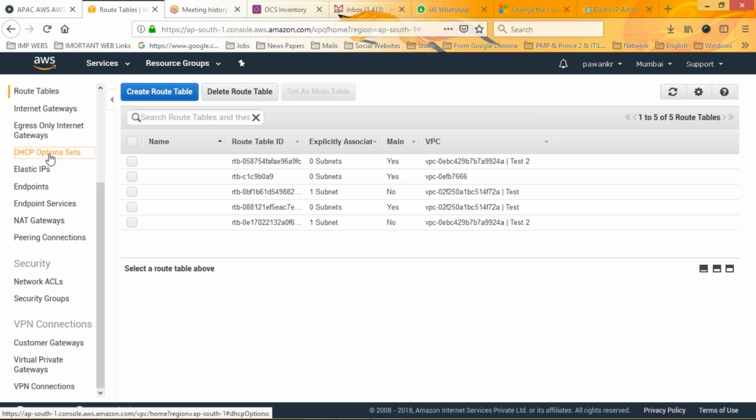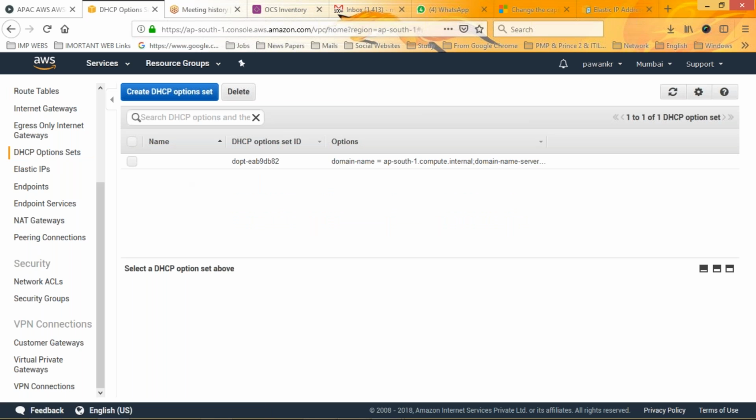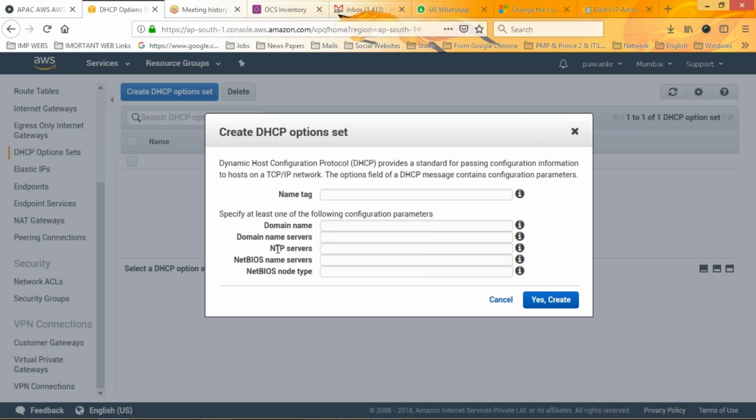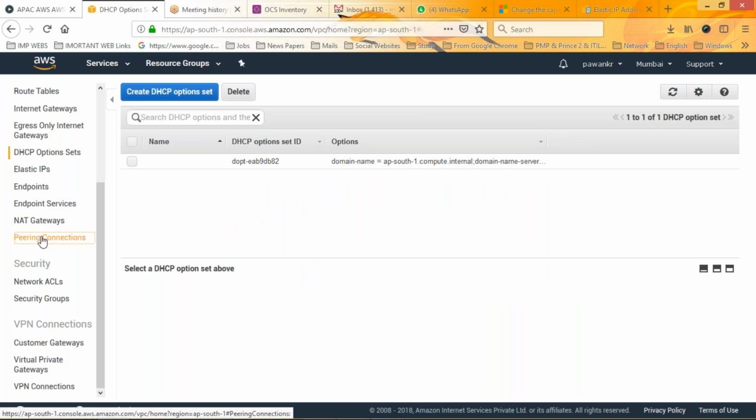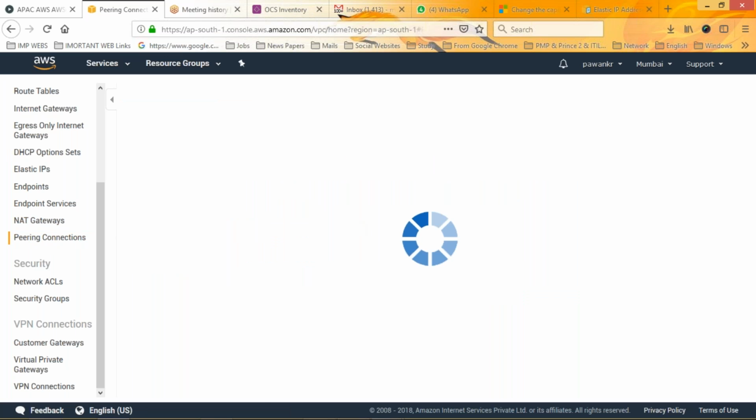This requires some IP address of your server. So if you are providing the domain name or DNS server, if you have that information available from your company, then you just write it down here, and it will create a dynamic host configuration protocol, DHCP. Okay, and peering connections, very simple to use.